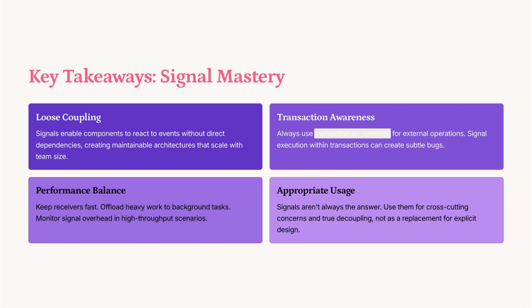Signals promote loose coupling, allowing components to respond to events independently, enhancing scalability. Ensure transaction awareness by using transaction.on_commit to avoid bugs. Balance performance by keeping receivers efficient and offloading tasks. Use signals for cross-cutting concerns, not as a substitute for explicit design.